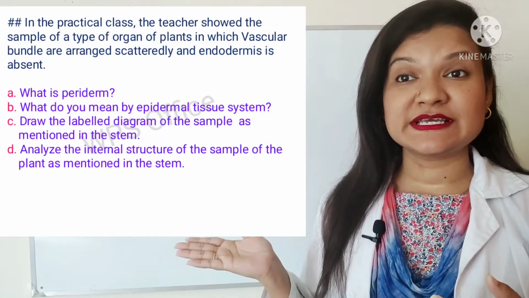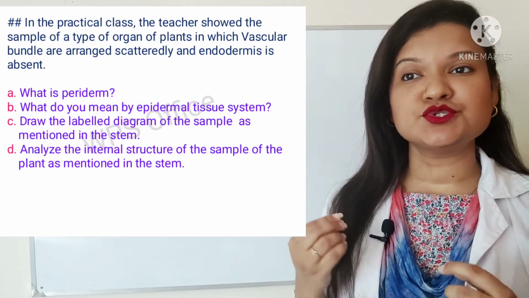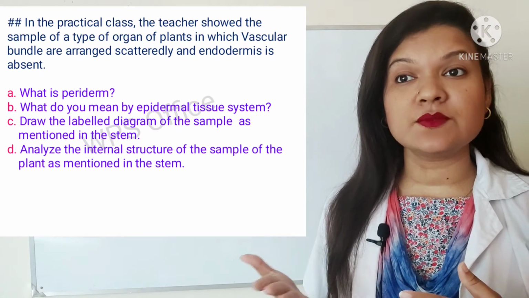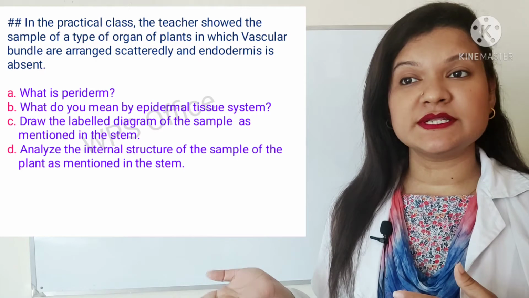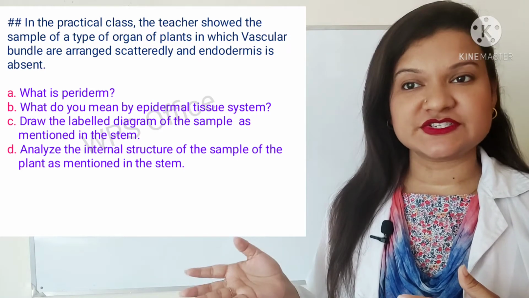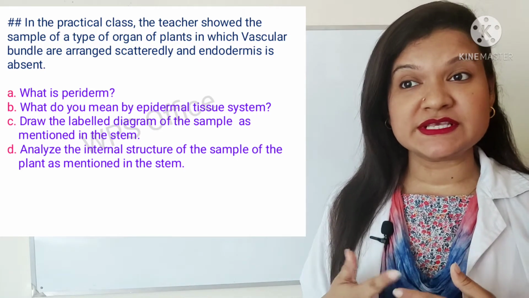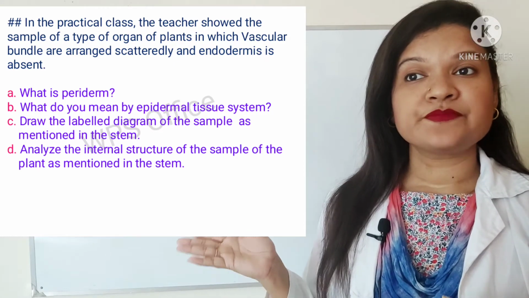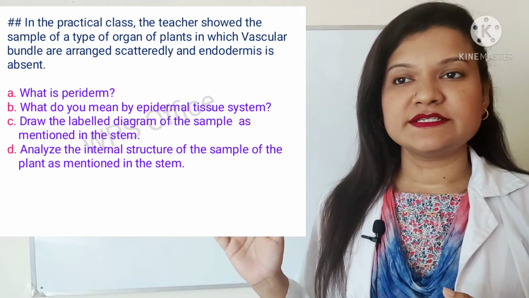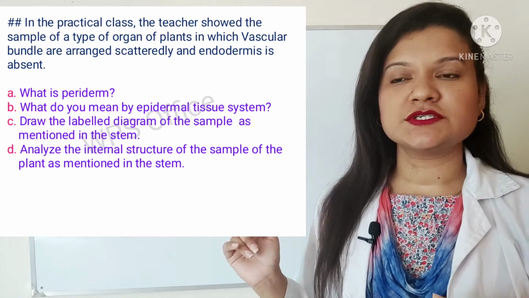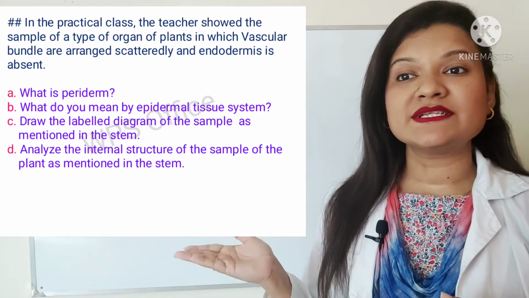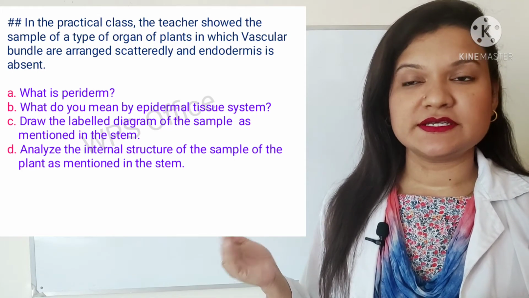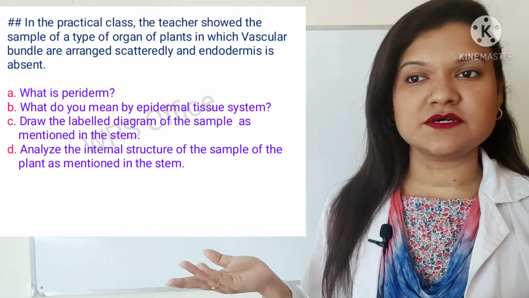In the practical class, the teacher showed the sample of a type of organ of plants in which vascular bundles are arranged scatteredly and endodermis is absent. So, this is our stem, and now I will go to the question. First of all, what is periderm? This is our knowledge based question, and 1 marks.